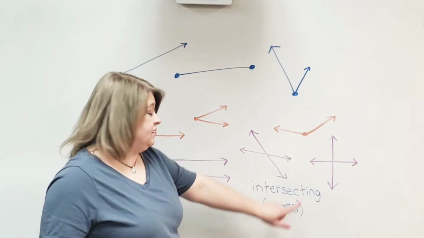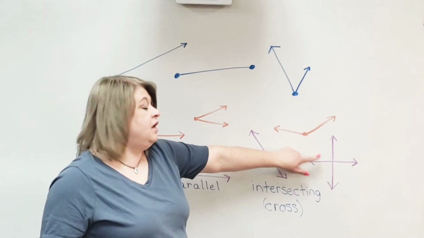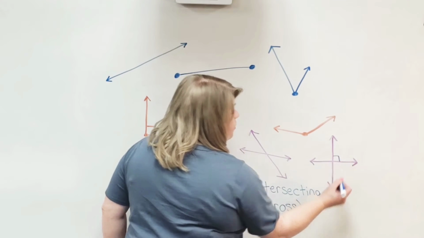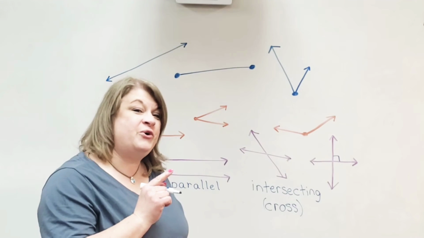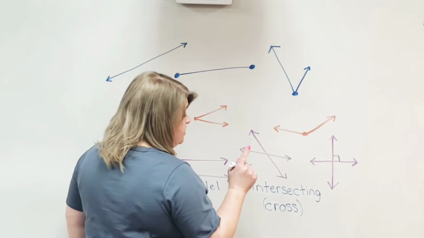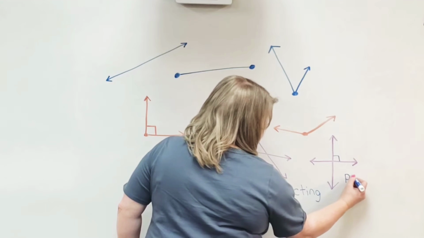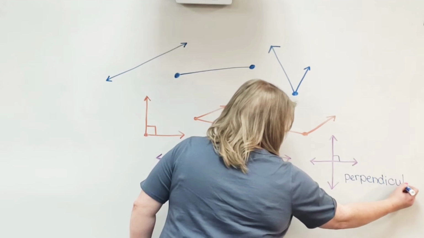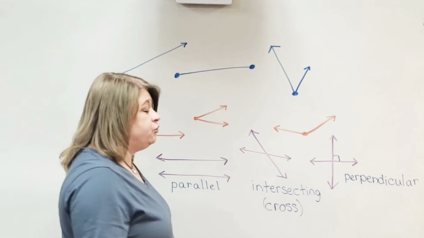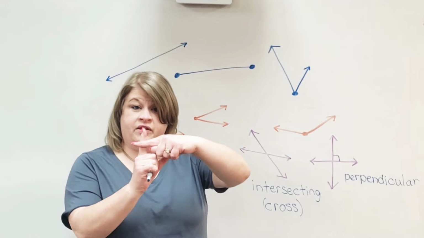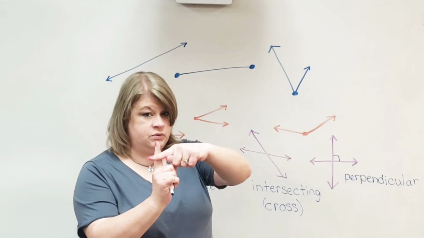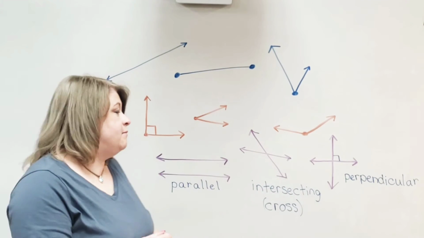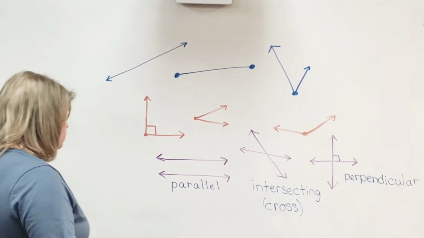Here's another special line. Yes, it's also intersecting, but it crosses exactly even and gives us a right angle in every corner. Do you remember what kind of lines those are? Those lines are called, can you remember? Perpendicular. Perpendicular lines are lines that cross and they're exactly straight up and down like a cross. You could turn it this way, any direction, and it would still be a perpendicular cross there. Good job.